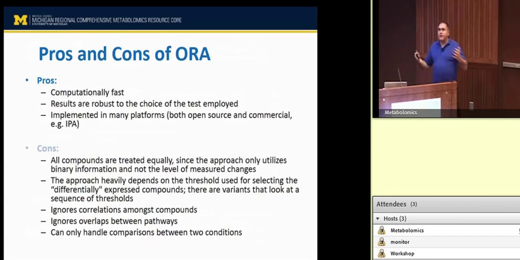And again, this wouldn't have been such a big issue if my pathways had very large memberships, which is the case for genes. So this is a second disadvantage of this type of procedure. The other thing is that it ignores correlations among the compounds, the question that you just asked. It ignores overlaps between pathways. There are some compounds that are mapped to multiple pathways, and therefore this procedure, again, ignores that information. And finally, it can only handle comparisons between two conditions.